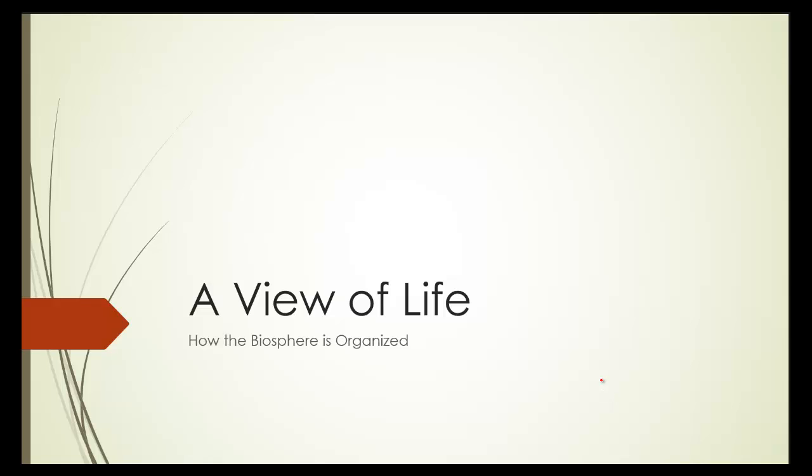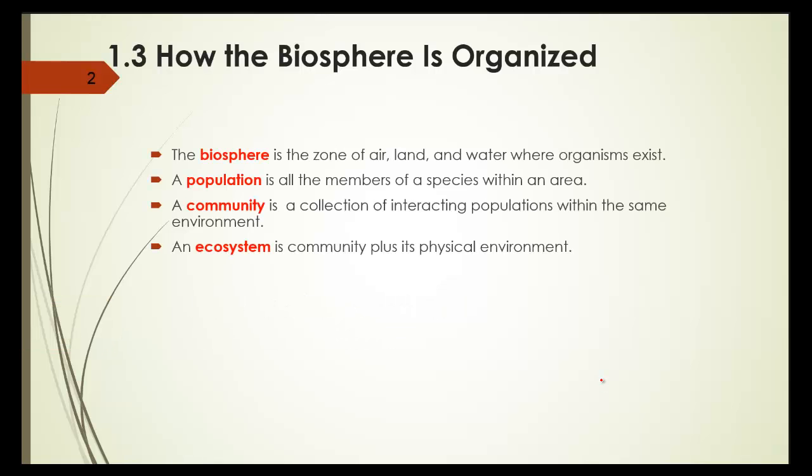In this tutorial, we will be discussing how the biosphere is organized. The biosphere is the zone of air, land, and water where organisms exist. A population is all the members of a species within an area. A community is a collection of interacting populations within the same environment, and an ecosystem is a community plus the physical environment.